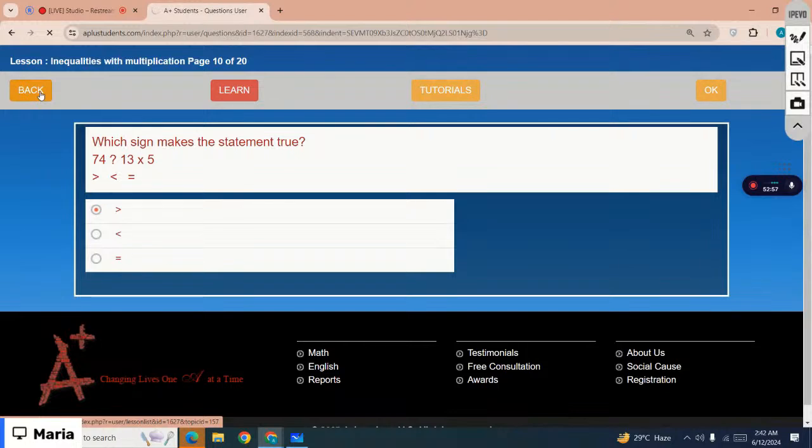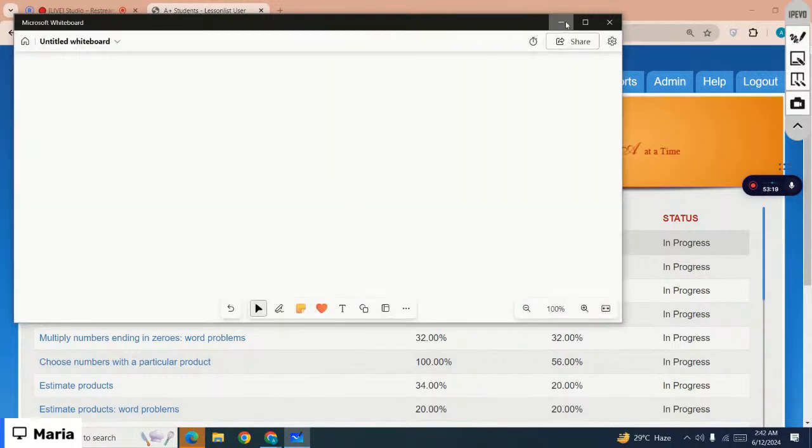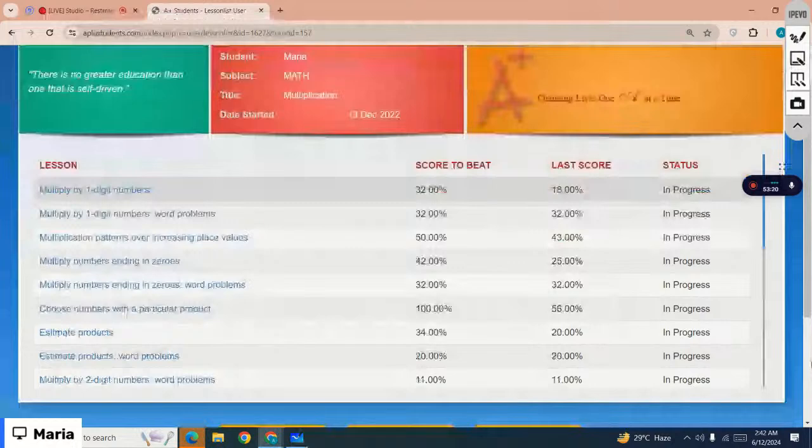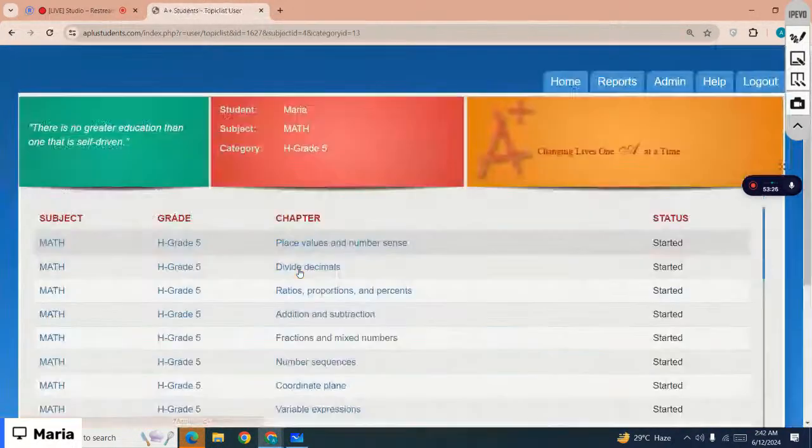So we were working on grade 5 math. The chapter we were working on is multiplication. The lessons we have covered today are estimate products, multiply three numbers up to 3 digits each, multiplication input output tables, and inequalities with multiplications, right? So please make sure before the next session you complete all the lessons we did today. That is your homework until the next session, right?